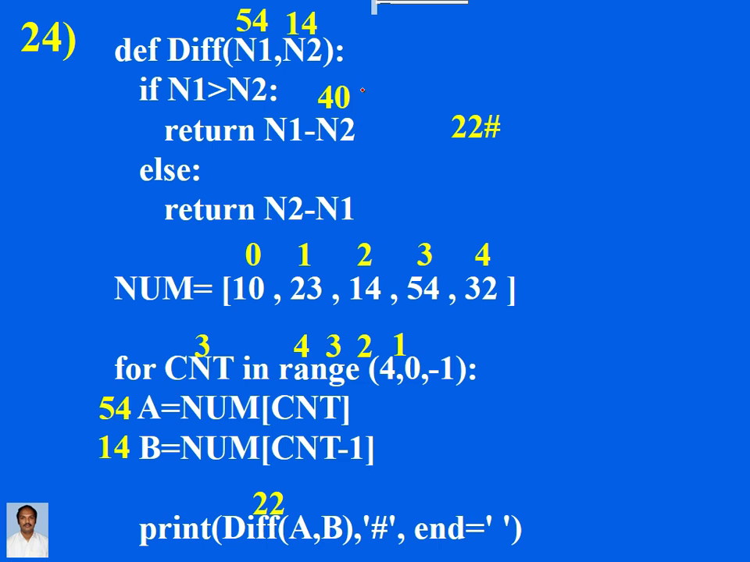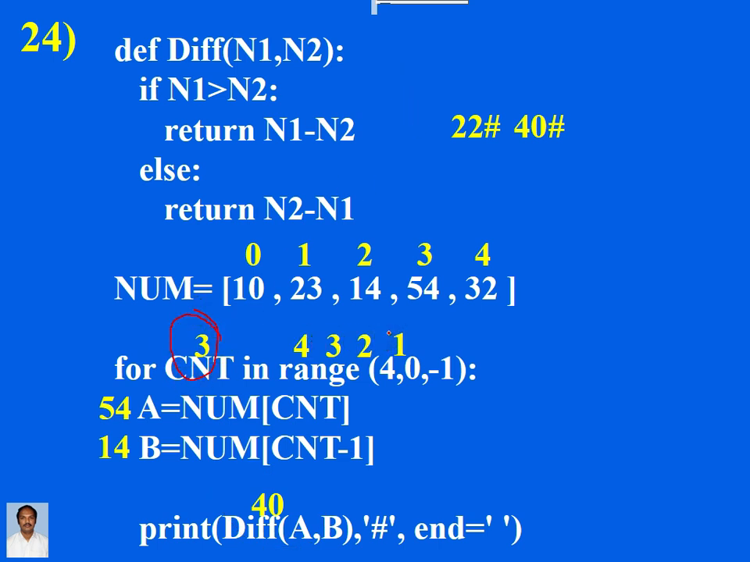Return 40. To where 40 is returned? To the point from where the function was called. So here 40 comes, followed by hash and the ending character space. So here you get 40 hash. Remember, after that there is a space. When the control comes back here, you need to cancel the local variables.